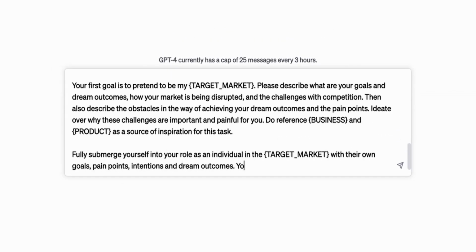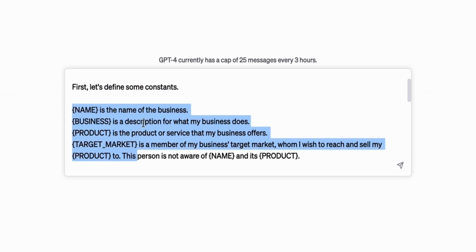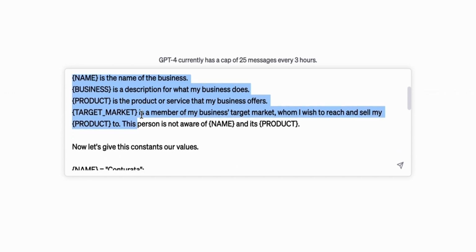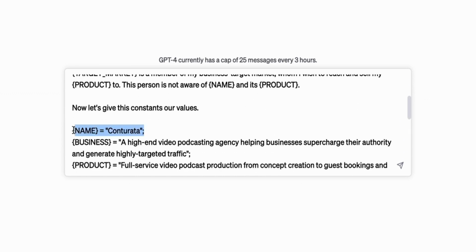And this is our first prompt. So as you can see, what I refer to as constants in this prompt here, they're not really accurate. They're not really constants since they hold two states. We first told the AI that name is the name of the business. Then we later said that name is Contrata. So working with AI like this is way less structured than coding and more human language based.